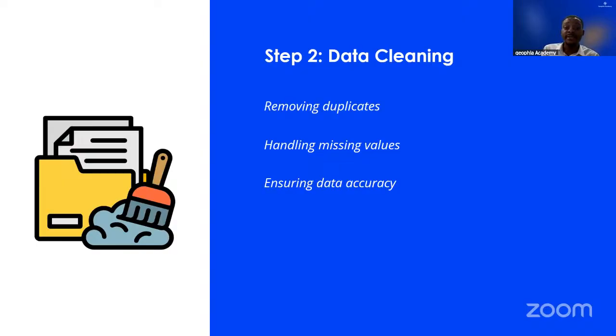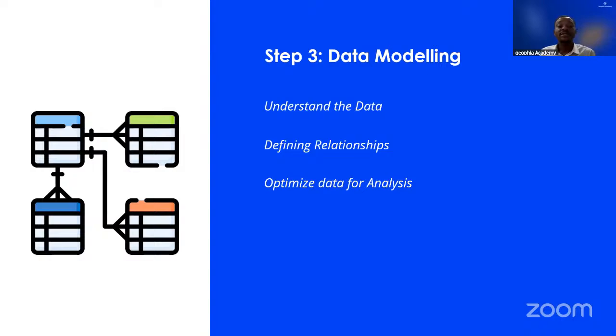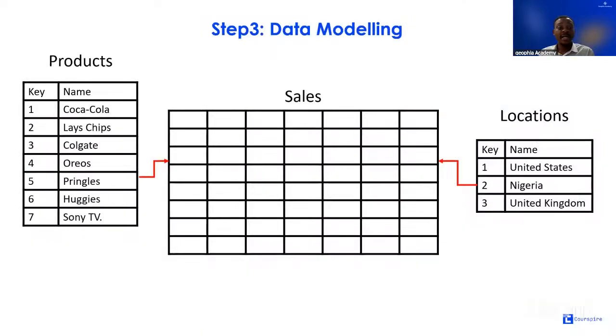Now that the data has been cleaned, what's the next step? This is called data modeling. With data modeling, you understand the data, you define the relationships, and you optimize the data you've collected for analysis. Just to take a quick example of what data modeling would look like: if you're using a tool like Power BI or Tableau, you can do all of these things in those software.